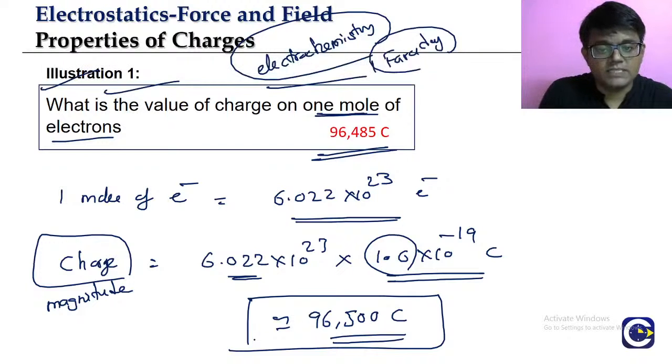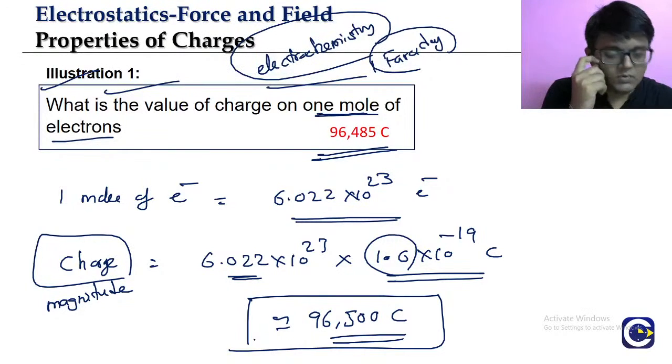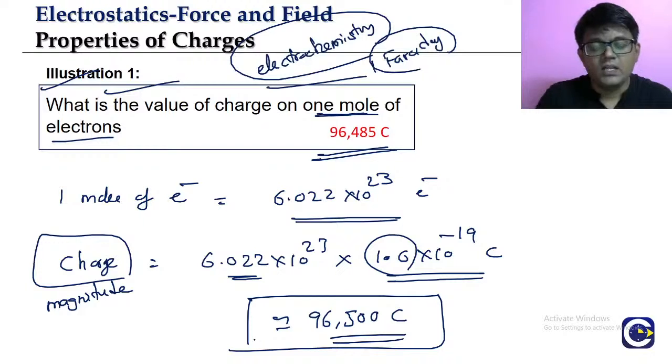96,500 coulombs. That is what we generally use as a conversion factor between the Faraday and the coulomb. So what is this Faraday? Faraday is a larger unit of charge, larger than the coulomb. What is 1 Faraday? 96,485 coulombs, approximately 96,500 coulombs. So this is the value of charge on 1 mole of electrons.